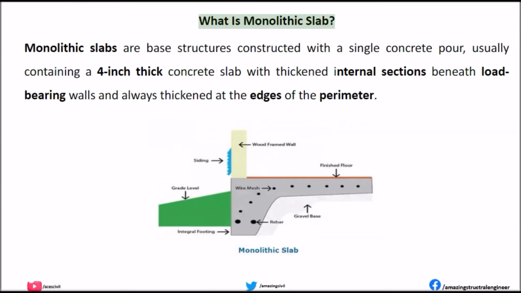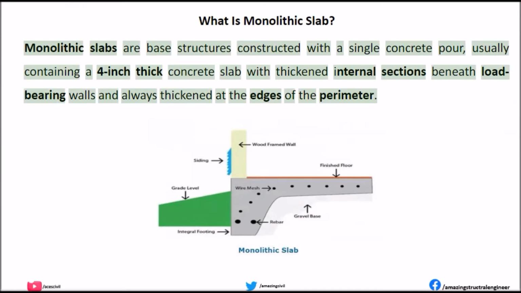What is a monolithic slab? Monolithic slabs are base structures constructed with a single concrete pour, usually containing a 4-inch thick concrete slab with thickened internal sections beneath load-bearing walls and always thickened at the edges of the perimeter.